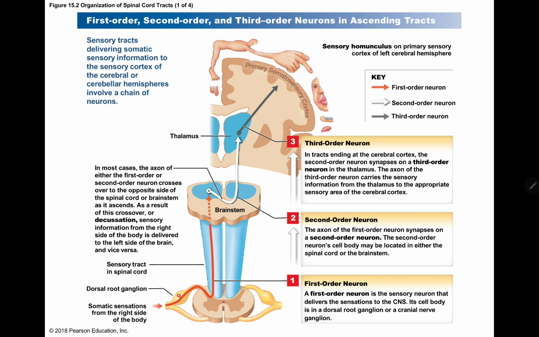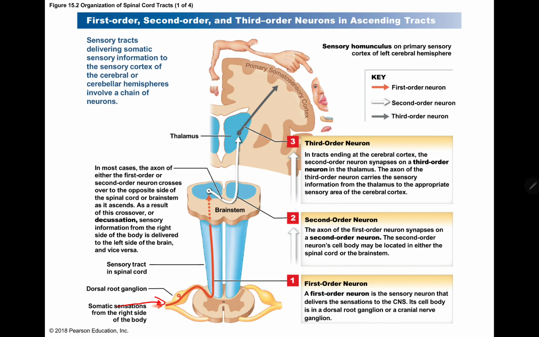So you can see this first order neuron coming in here, right? Providing that somatic sensation from, for example, the right side of the body that we can see right here. Now it's going to come into the spinal cord via that dorsal root ganglia, right? So that sensory information is going to come in from the back, or the dorsal portion of the spinal cord, okay?